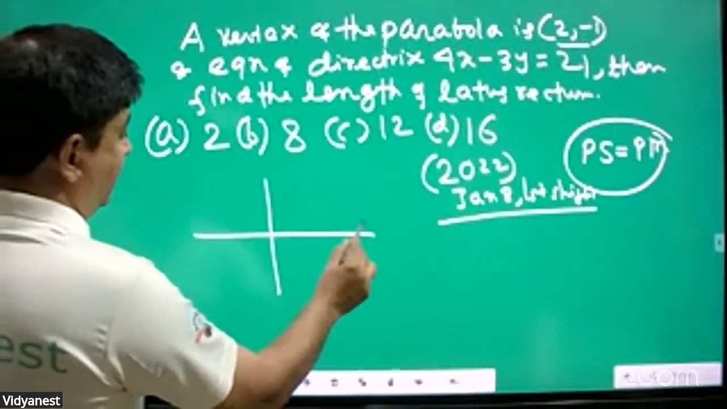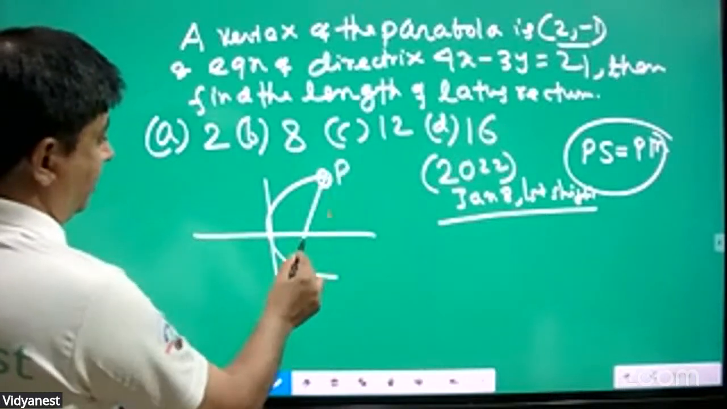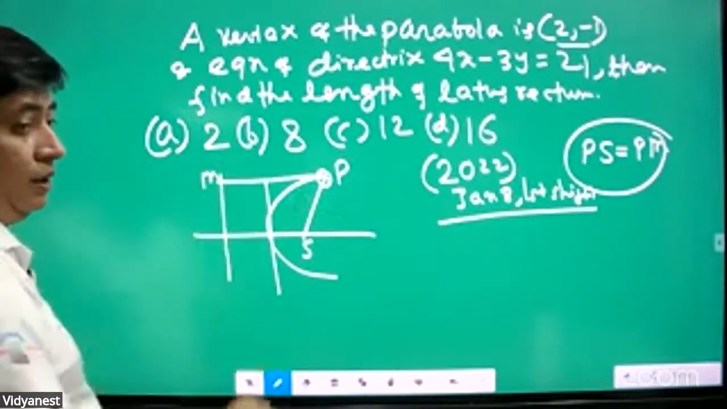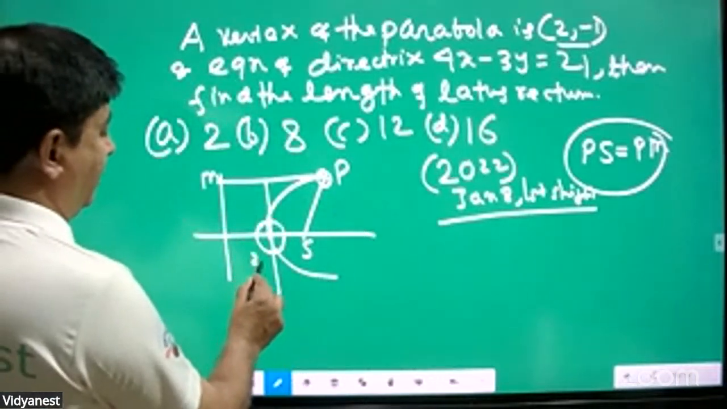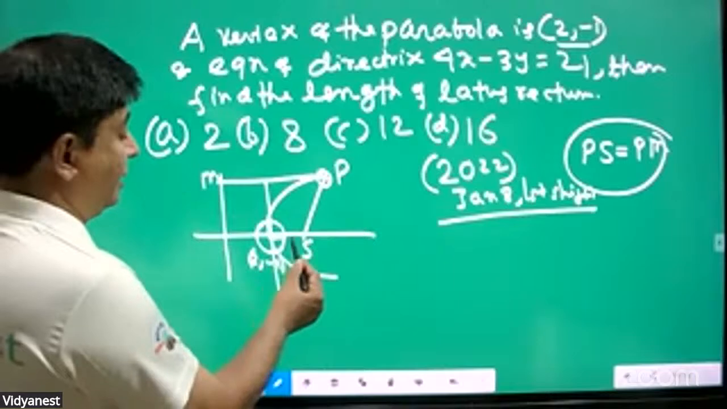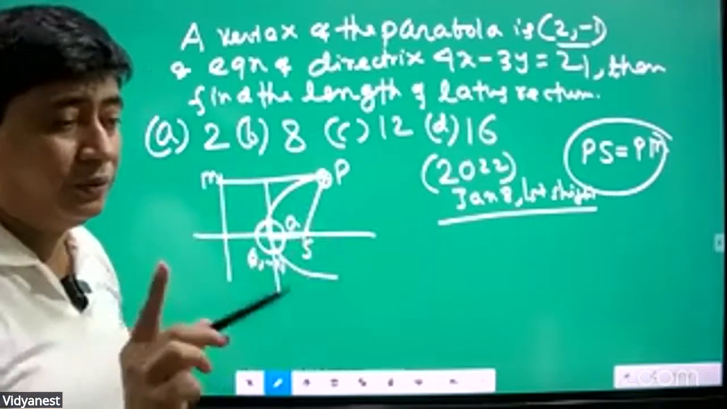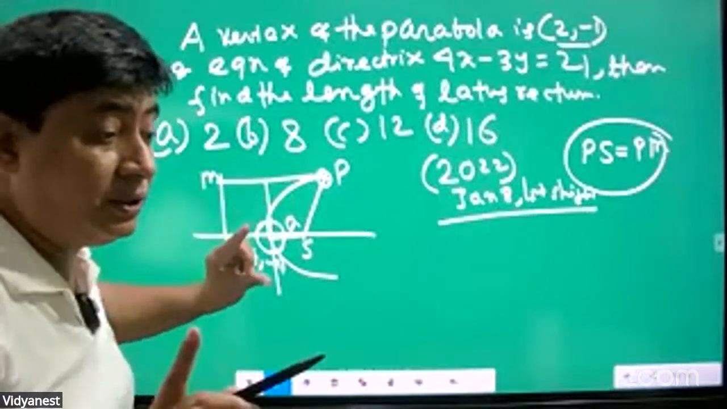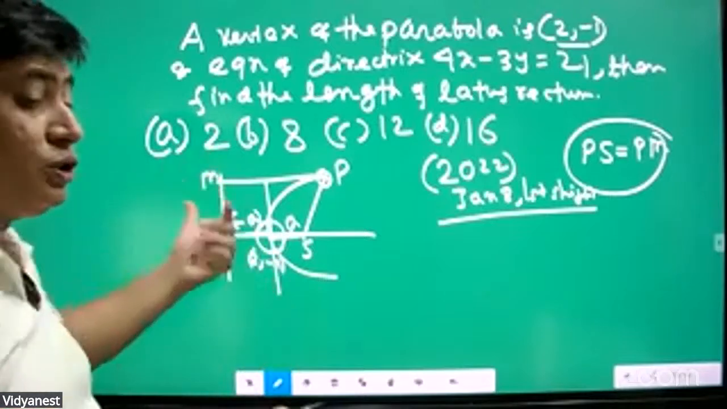So let us do with basic property PS, PM. Understand? Now vertex is given. This vertex is given 2 comma minus 1. Now you tell me this length according to the formula, this length is what? A. Yes or no? Is it A? Got it? So this length minus A. But length cannot be negative, so magnitude plus A.